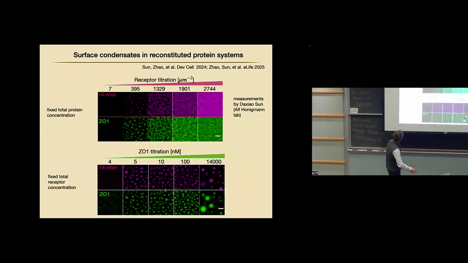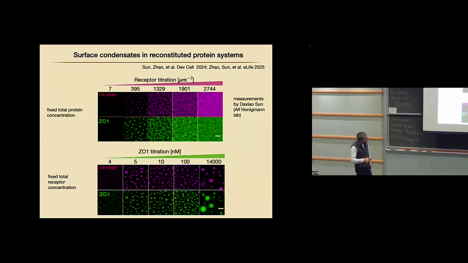So you can either fix the total protein concentration and vary the receptor. What you see nicely in the experiment, in 2 channels, this is the receptor, this is the protein, is that it gets nicely patterned, and again, phase separation breaks down, simply because of entropic reasons. The experiments have been done by Daxiao, so it's very important to highlight. And you can also fix the receptor concentration. You see a similar trend when you increase the protein concentration, but at a very large concentration, you actually see bulk droplets happening, and then they sit on top of these surface condensates.